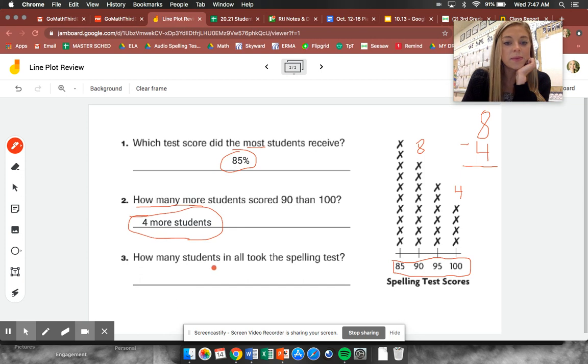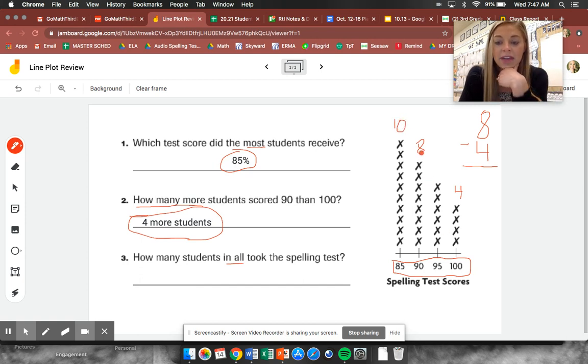And number 3, how many students in all took the spelling test? Ooh, "in all" seems like an important word here. And in all means to add. So I have to add together how many students took the spelling test. Okay, so I have to add together all of these X's. So what I'm going to do first is figure out how many X's there are in each score. For 85, let's count the X's. 1, 2, 3, 4, 5, 6, 7, 8, 9, 10. So 10 students scored 85% on their spelling test.